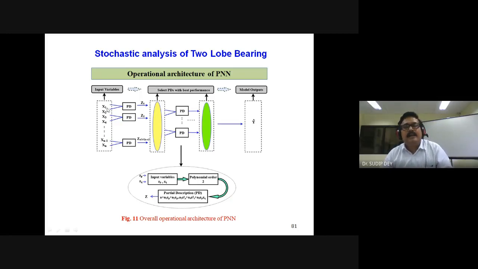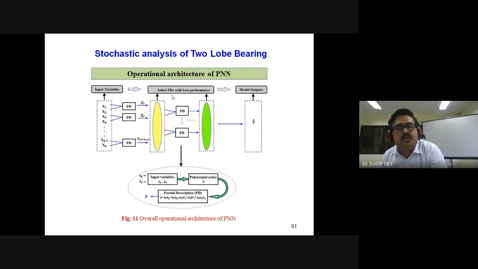And ultimately, from x1 and x2, we get z1. From x2 and x3, we get z2. Similarly, from x1 and x3, we can get another z parameter. So like that, we can get n number of z parameters. So all these z parameters then come under one cluster, which is called the partial description.